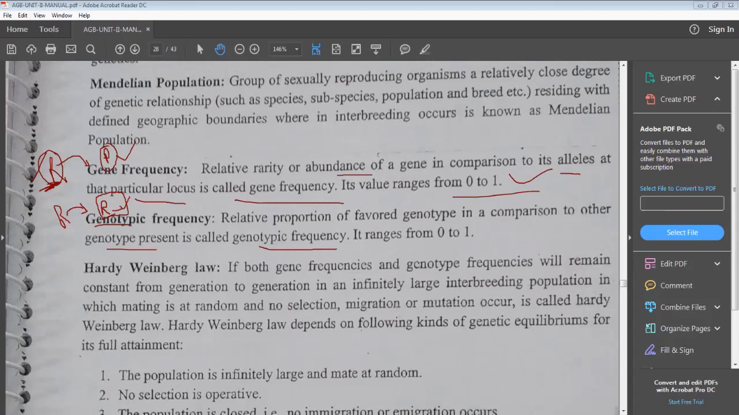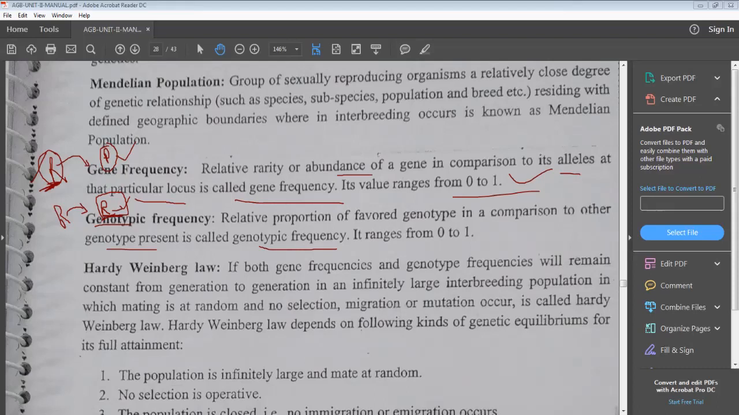This color is a phenotypic character. Yes, this color is a phenotypic character. Don't confuse it with that. But if I am talking about this particular sequence, that is the genotype. So that will give us the genotypic frequencies.